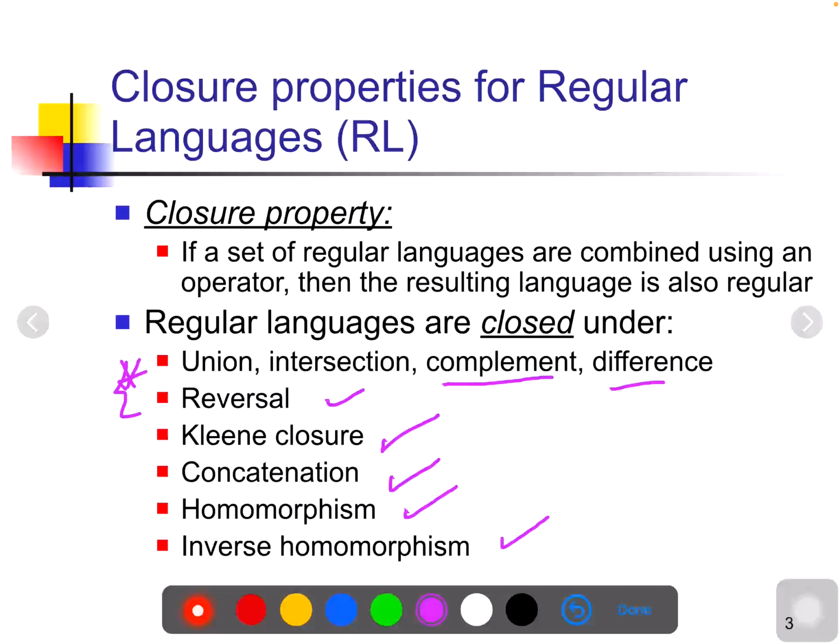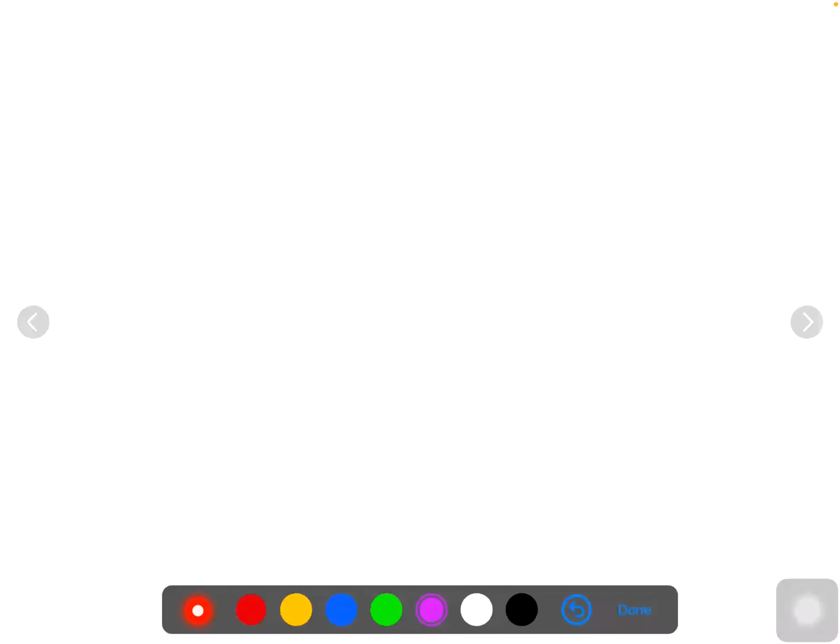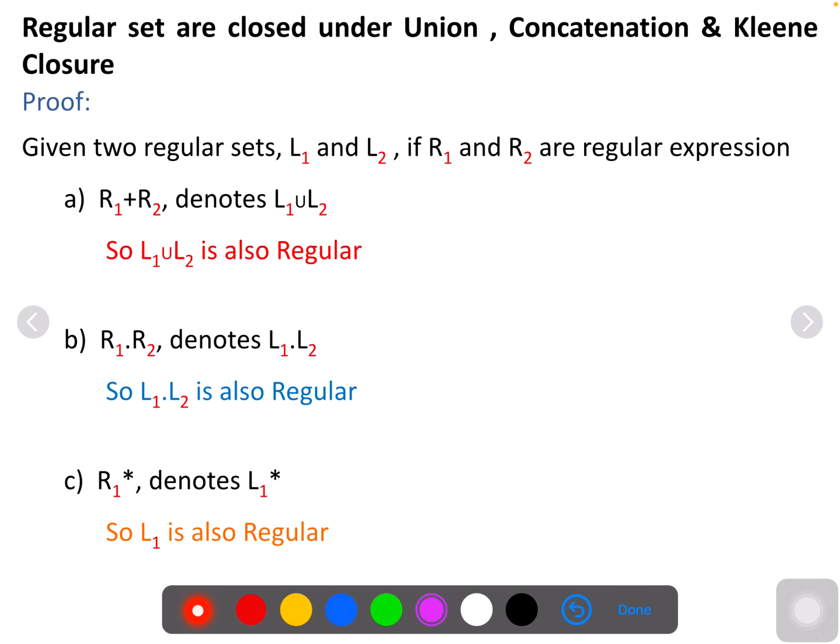Properties. So we'll go with the first property. Regular sets are closed under union, concatenation, and Kleene closure. Right, the proof will be like this. I have taken two regular sets L1 and L2, with R1 and R2 their regular expressions. If R1 plus R2, that means a union, it denotes L1 union L2.